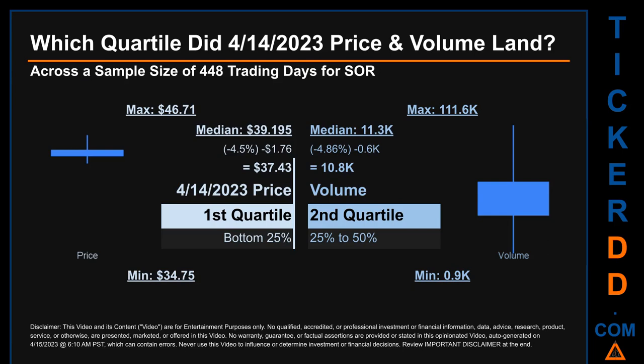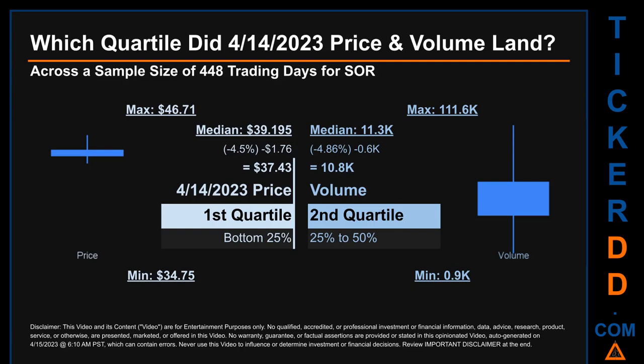Which quartile did April 14, 2023 price and volume land? Across a sample size of 448 trading days, the maximum end-of-day price for SOR was $46.71 while the minimum was $34.75. Within that price range, April 14, 2023 price, of $37.43, landed within the first quartile, meaning it was within the bottom 25% of all sampled end-of-day prices.